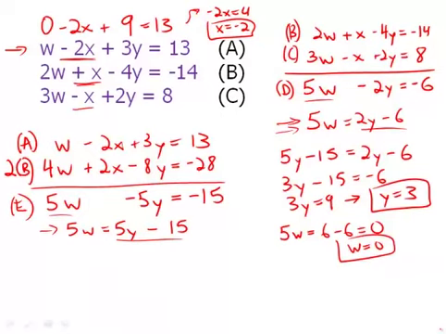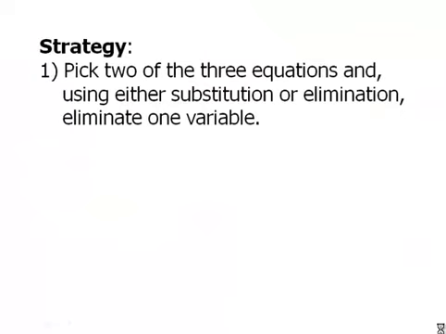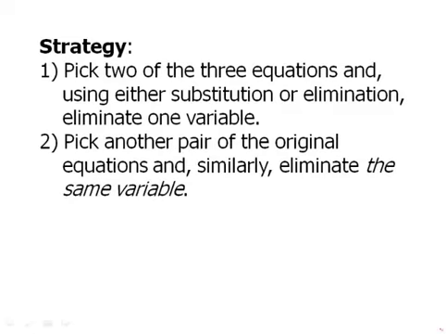Again, notice that the strategy I used was to reduce the 3 equation 3 unknown scenario to a 2 equation 2 unknown scenario. So just to summarize, first of all, I'm going to pick 2 of the 3 equations, and using either substitution or elimination, eliminate one variable. Incidentally, 99% of the time, it's going to be much easier to use elimination rather than substitution. Then I'm going to pick another pair of those original equations and similarly eliminate the same variable. So at this point, I will be down to the 2 variable with two equation case.